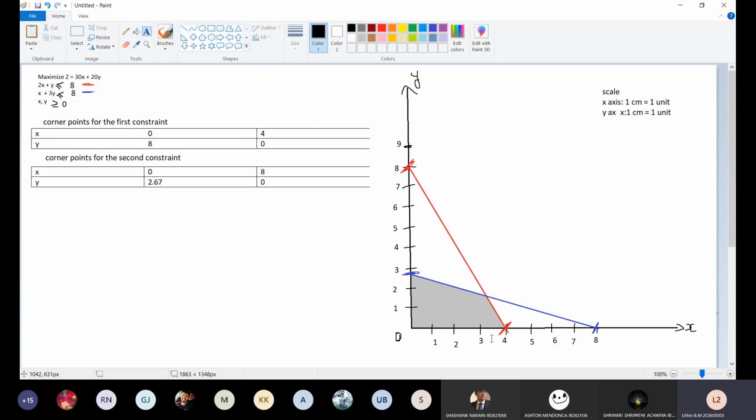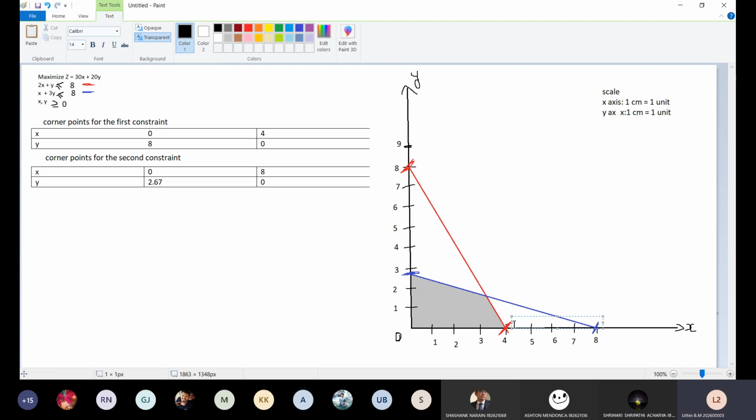Now let me write the values. Okay, A. What is the value of x here? Is it 3.3 or 4? This is just connected to this 4, no? So what is x here? You can clearly see this. 4 is x, right? 4 comma 0. Y is 0. You have to go horizontally to your left. So that is y, 0.